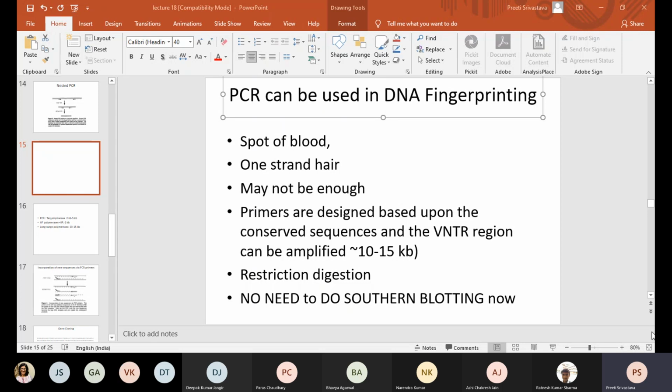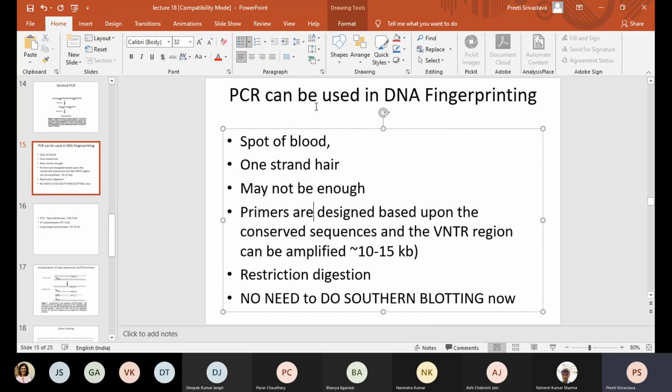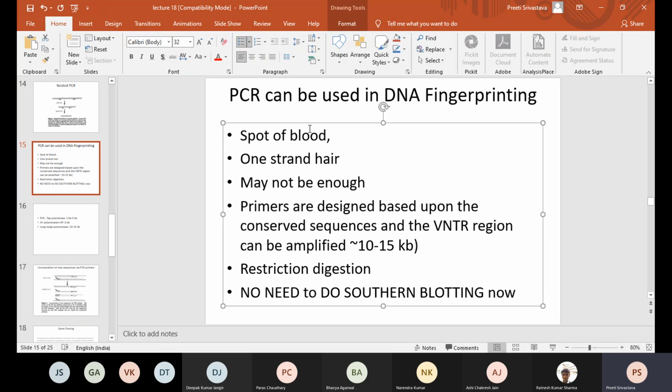Okay. So then my point is, in this case now everybody agrees we will not require southern blotting because you are starting with a very specific amplicon, and then you can simply digest it. And since it's a 10 kb region, what kind of electrophoresis will we do to separate it?